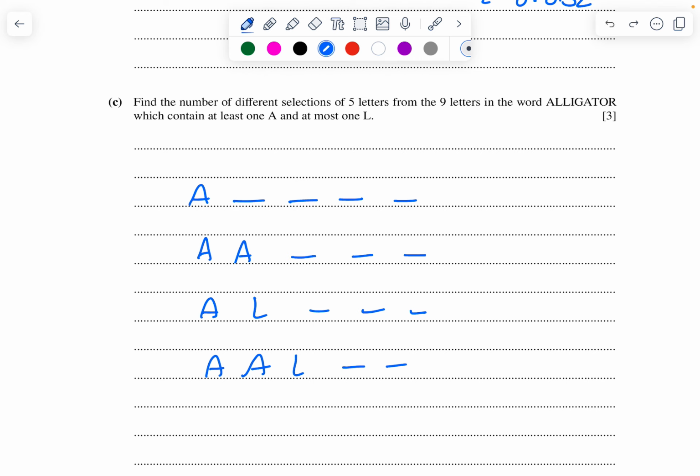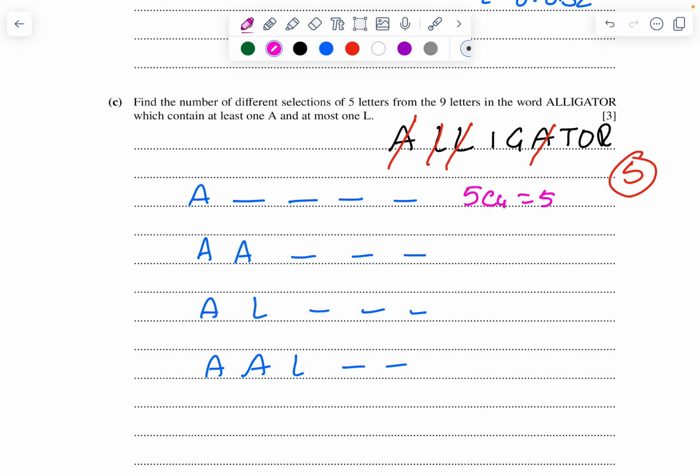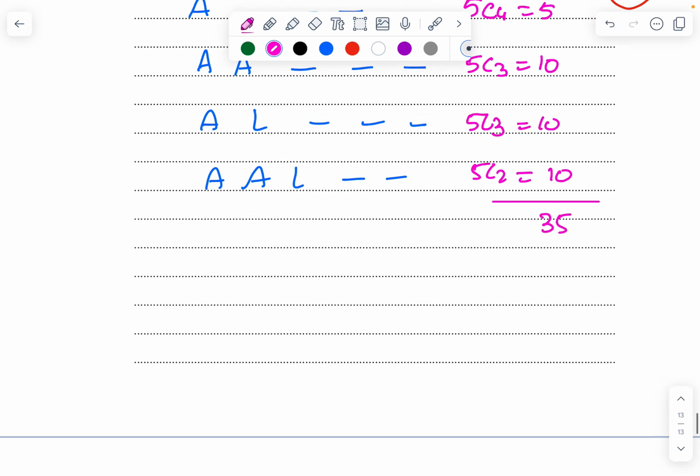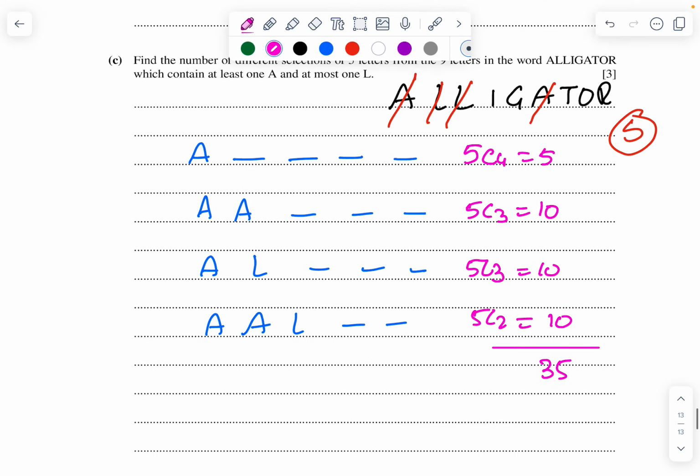Now the word alligator. So A is gone, A is gone, L is gone, L is gone. So how many are left over? 5 are left over. Now I can fill this one in 5C4, which is 5. This is 5C3, which is 10. This is also 5C3, which is 10. This is 5C2, which is 10. So add them all. So this is going to be the answer as 35. So that completes this practice paper 1. See you in practice paper 2. Bye.